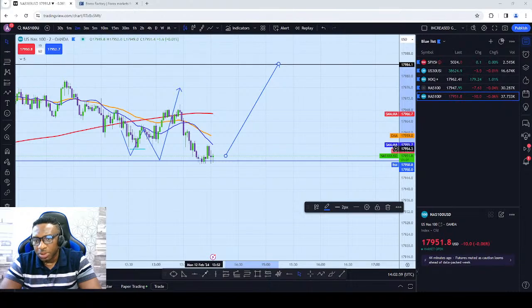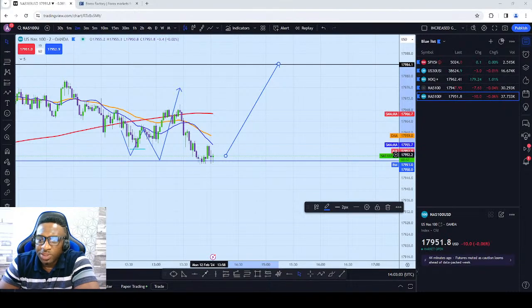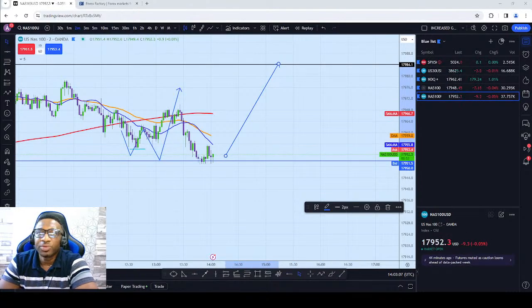It looks like it did a retest. So let's see what happens from here onwards, whether we're going to have some push up to the upside, or it's going to continue going down.